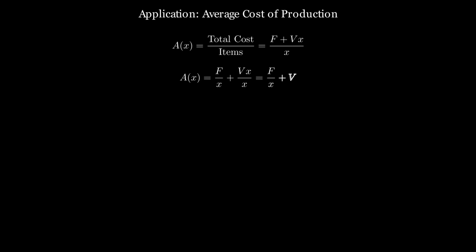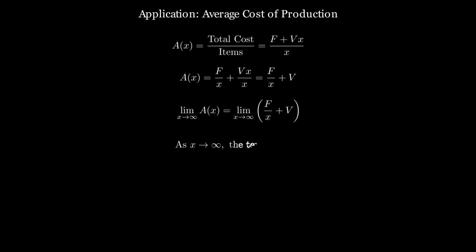Now let's consider economics. A company has a fixed cost F and a variable cost per item V. The average cost per item, A of x, is the total cost divided by the number of items, x. We can simplify this by splitting the fraction. What happens to the average cost if the company produces a massive number of items? We take the limit as x approaches infinity.